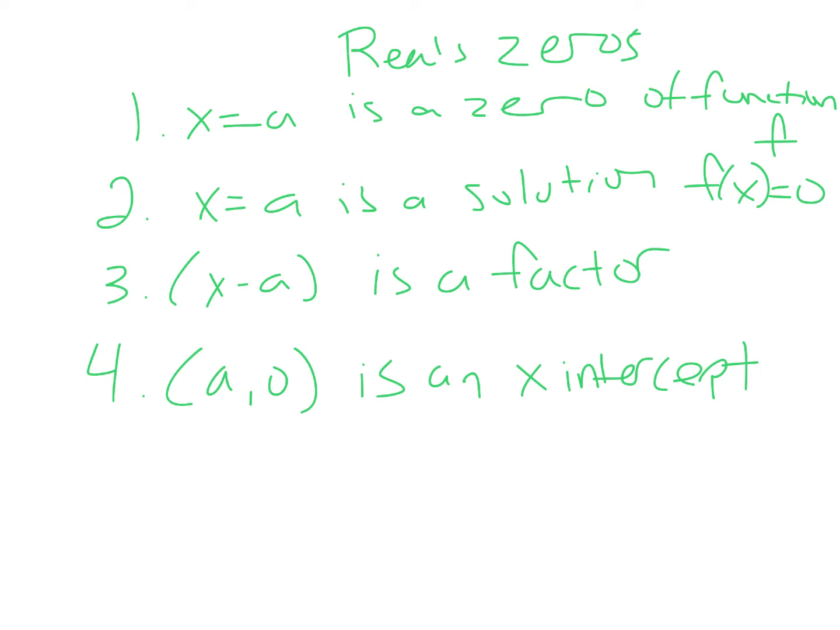We can also say x minus a is a factor of the polynomial f of x, whatever f of x is. And then finally, the fourth way: a comma 0 is an x-intercept of the graph of f. If I'm asking for your x-intercept, it's usually written as whatever that a is, comma 0.